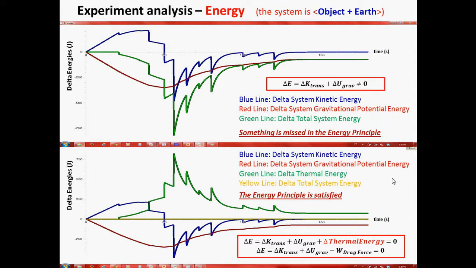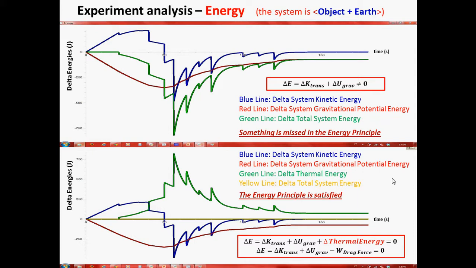The delta thermal energy has been calculated starting from the negative work done on the object by the drag force. It is rather surprising that a drag force modeled as a quadratic function of the velocity does such a perfect work on the object so that the energy principle is satisfied.